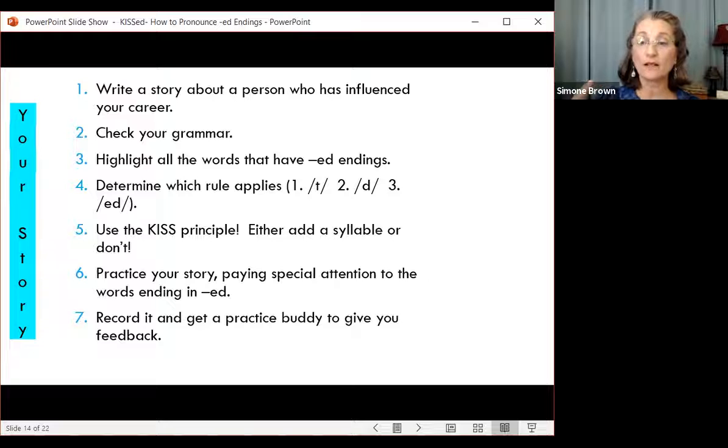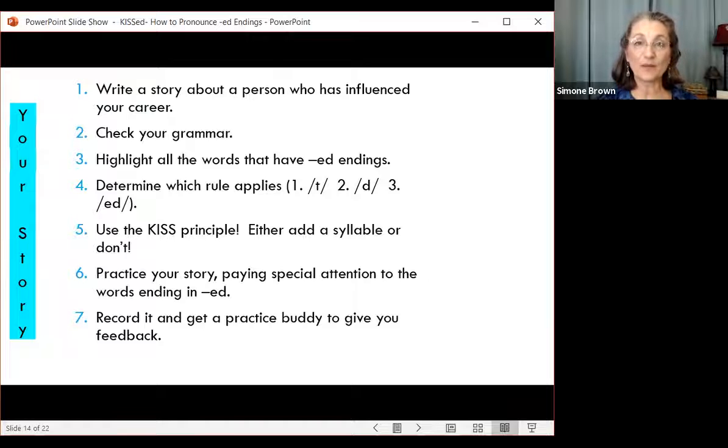Was it rule 1, that you pronounce the ED ending like a T, or rule 2, you pronounce it like a D? Remember, 1 and 2 are kind of interchangeable. Or number 3, with an extra syllable, okay? With an extra syllable should be rare. Use the KISS principle: either add a syllable or don't. That's really the whole purpose.